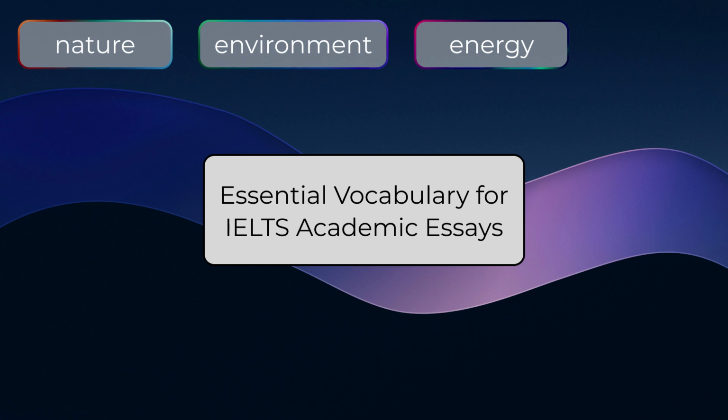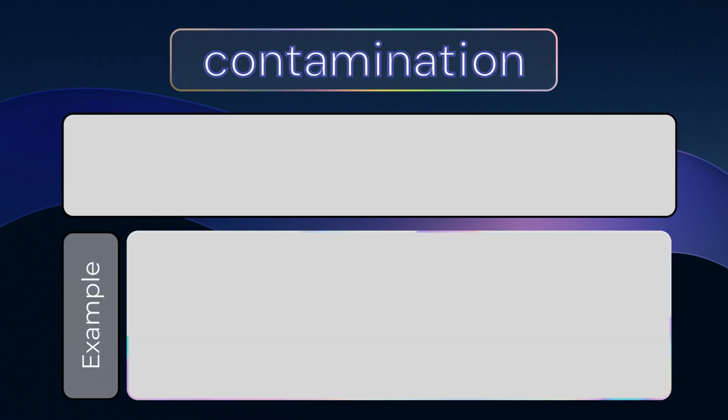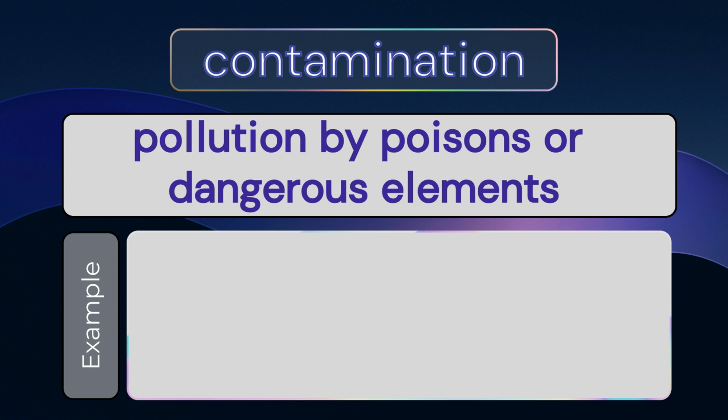Today, we'll delve into key vocabulary related to nature, the environment, and energy that can elevate your writing and help you achieve a higher score. After discussing this vocabulary, we'll provide a sample essay that incorporates these terms in context, allowing us to see how to effectively use them in our own writing. Let's get started. Contamination. Pollution by poisons or dangerous elements.